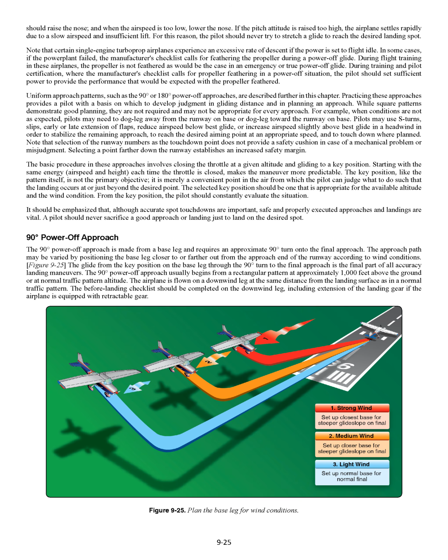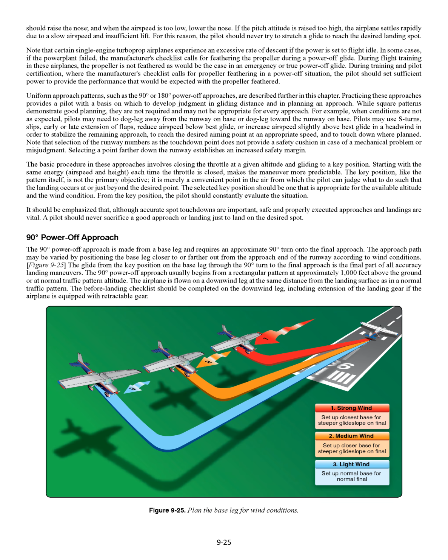90 degrees power off approach. The 90 degrees power off approach is made from a base leg and requires an approximate 90 degrees turn onto the final approach. The approach path may be varied by positioning the base leg closer to or farther out from the approach end of the runway according to wind conditions. The glide from the key position on the base leg through the 90 degrees turn to the final approach is the final part of all accuracy landing maneuvers.